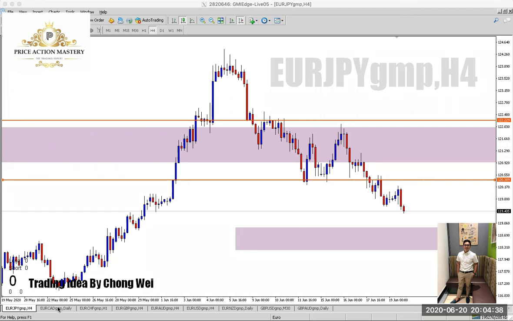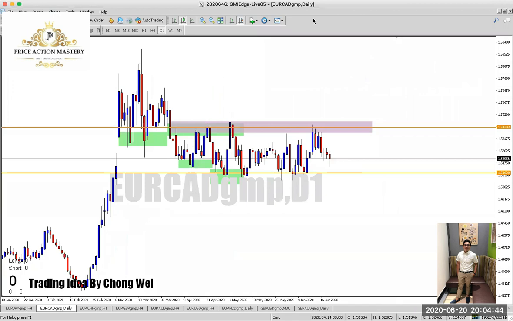So this is for Euro JPY, still seeing sell. So Euro CAD, the big picture is a range market. We can see that the market is going to push until this level. Because, as you can see, there is so much evidence saying that this is a very strong support. So there might be a chance of breaking down.